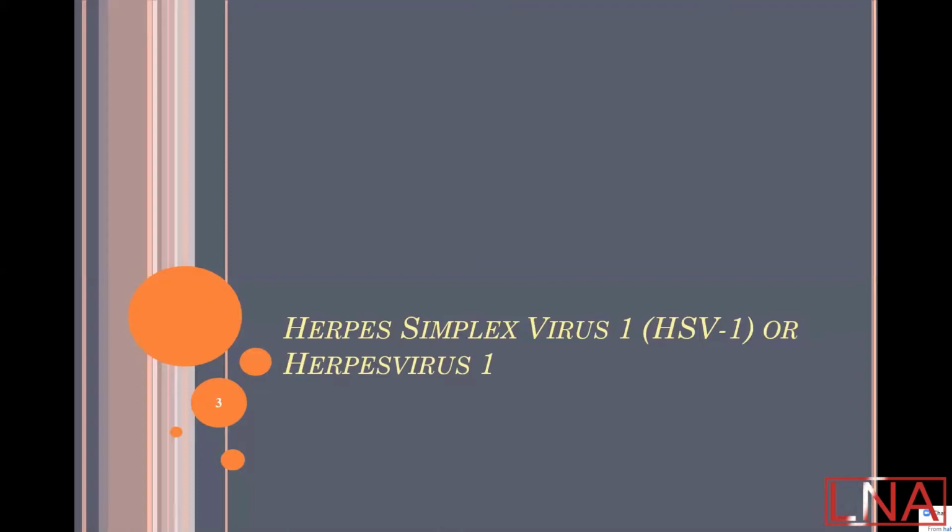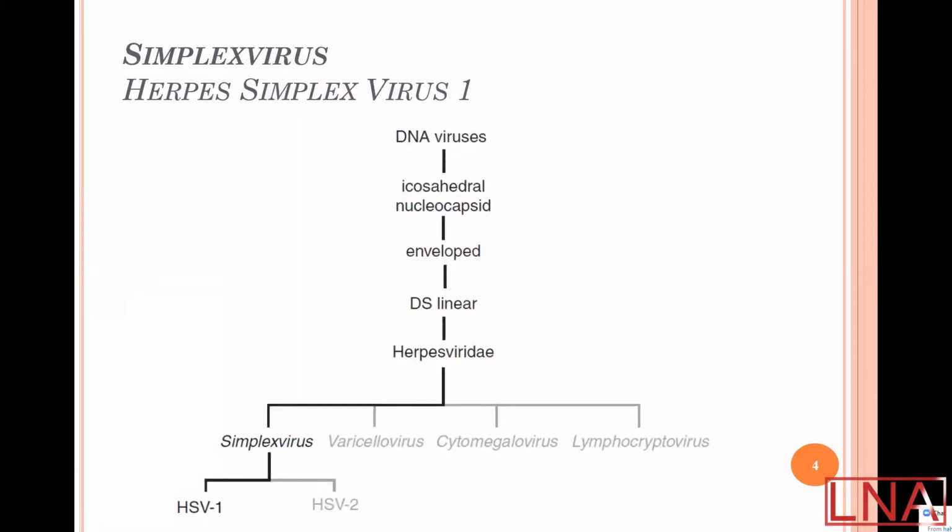First of all, let me tell you about herpes simplex virus first type, or herpes virus 1, HSV1, as we can call it. What are the main characteristics of this virus? It's a DNA virus, which has a double-stranded linear genome. It's an enveloped virus, but the capsid has icosahedral symmetry. This characteristic fits both herpes simplex 1 and herpes simplex 2. It's a member of the simplex virus genus.